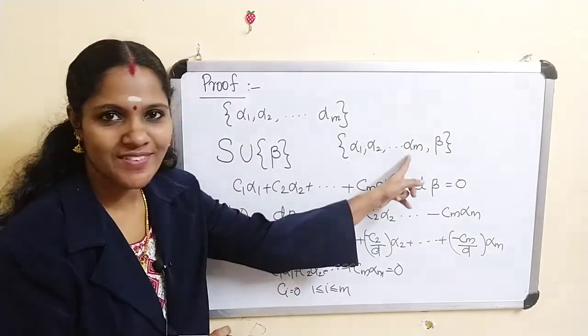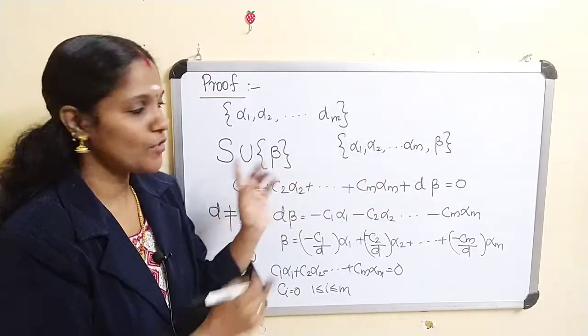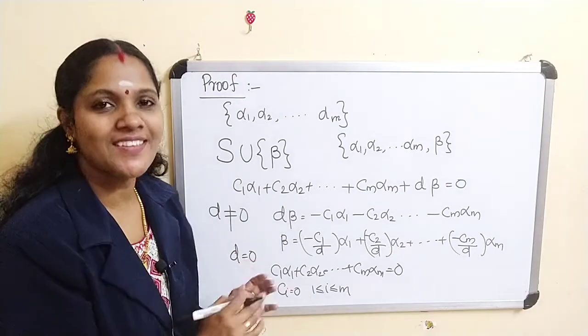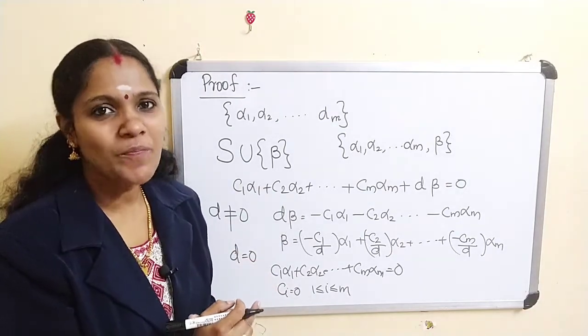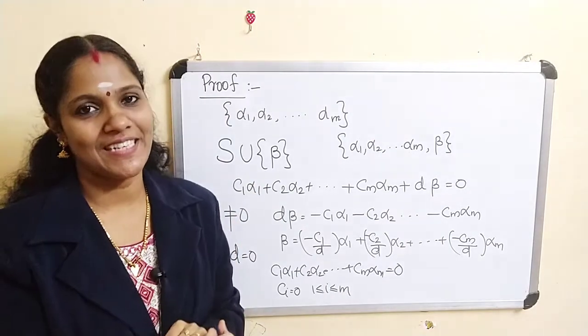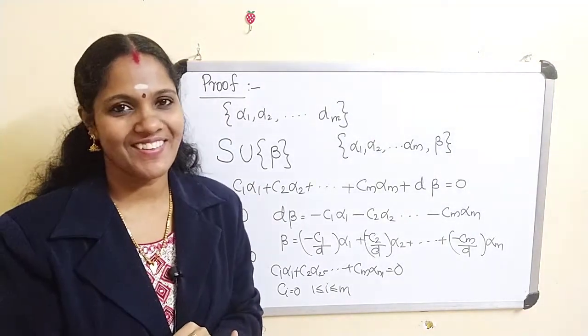This is an arbitrary set in S. Therefore, if you consider any arbitrary set in S containing beta, then that set is also linearly independent. That means the set S union beta is linearly independent. Okay, clear?